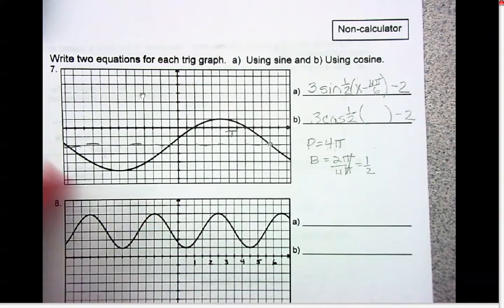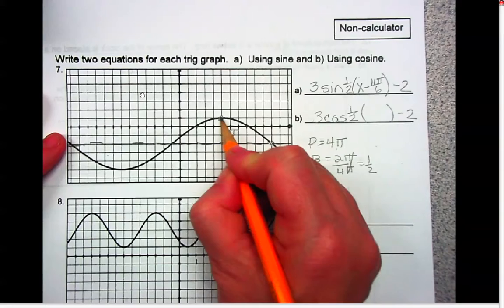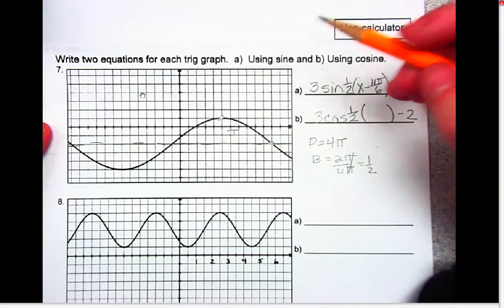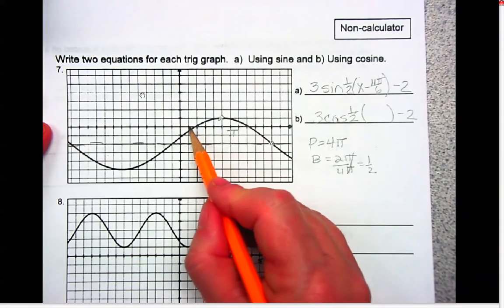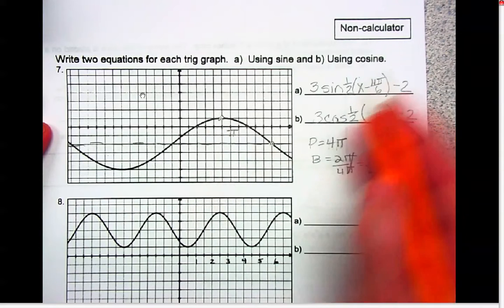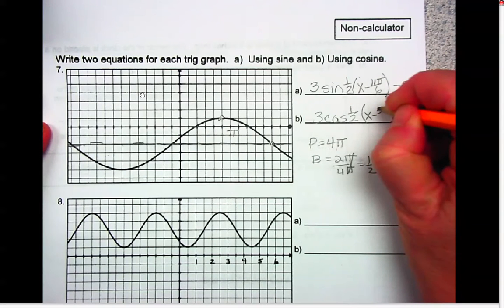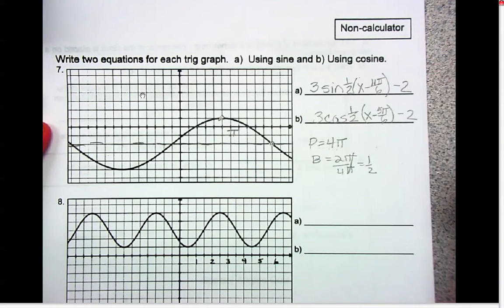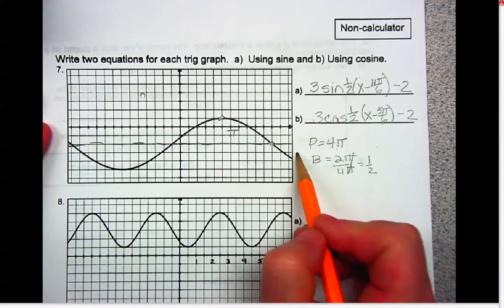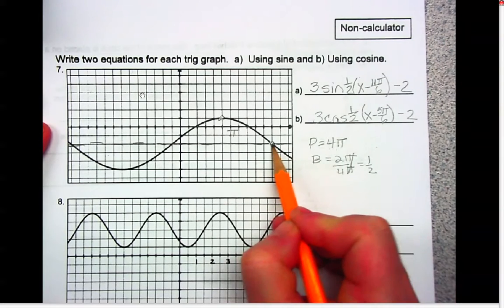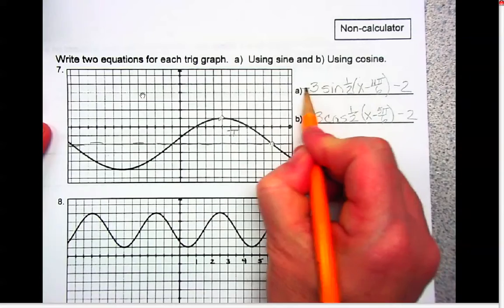minus 2. Cosine can start here. And then this would be at 1, 2, 3, 4, 5. 5 pi over 6. So this would be x minus 5 pi over 6. And cosine is positive, but sine went down and it was negative.